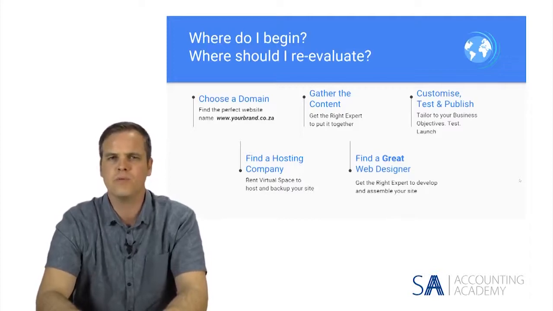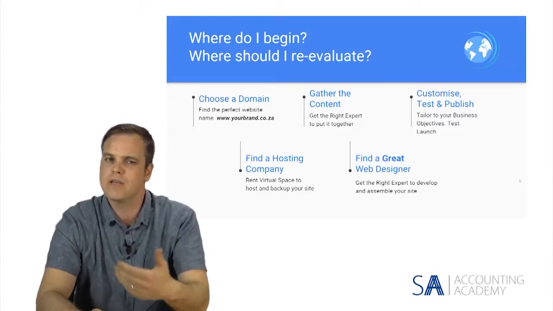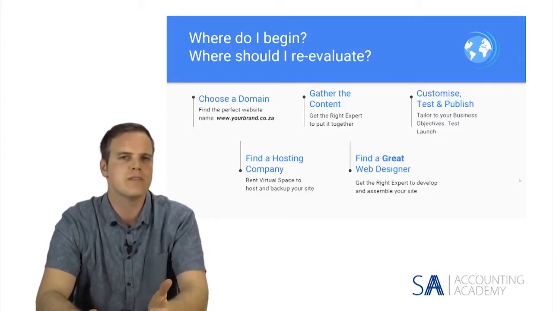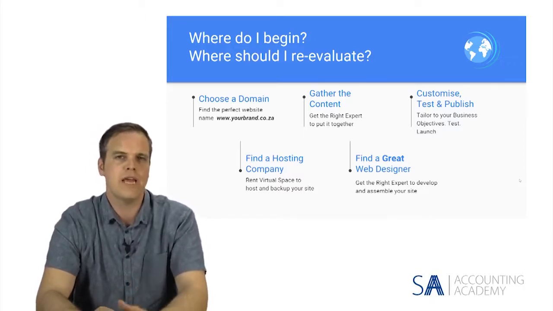The first one is obviously to choose a domain. Find the perfect website name for your business. For example, it can be www.accountants.co.za. More than likely not available. But putting your name also builds trust and credibility.